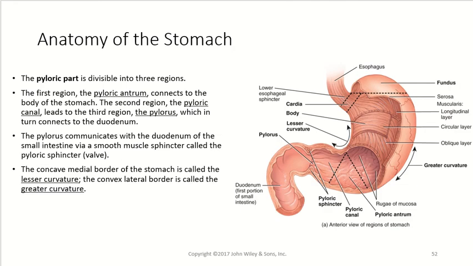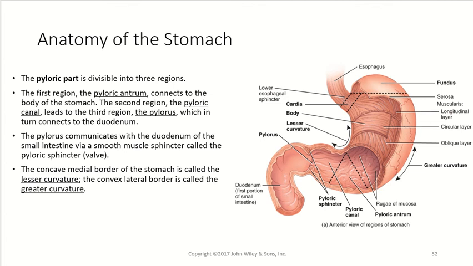Next is the pyloric part of the stomach, and this is going to be divided into three additional regions. The first region is going to be the pyloric antrum, which we can see right here. This is kind of the bottom part. This is going to connect to the body of the stomach, and the second region is going to be the pyloric canal, which is here. You can see in the image. This is going to lead to the third region called the pylorus, which is going to in turn connect to the duodenum, which is that last bit of stomach, first bit of the small intestine.